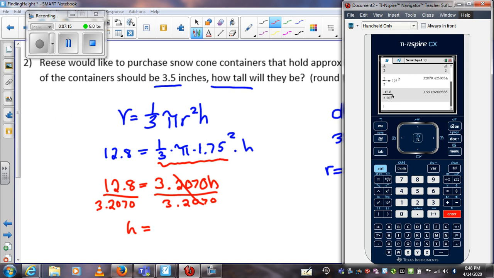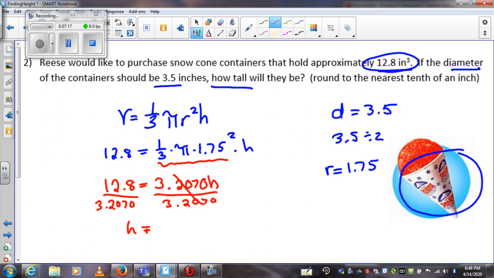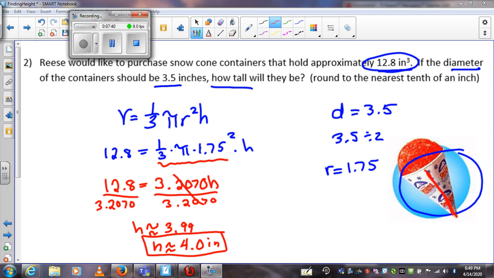So actually, I shouldn't use an equal sign here. So h is approximately 3.99, which means h is approximately 4.0 inches. So that means the height of this cone should be about 4 inches tall. Okay, let's try another one.